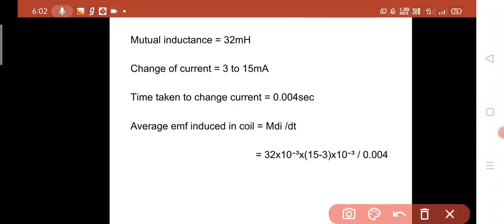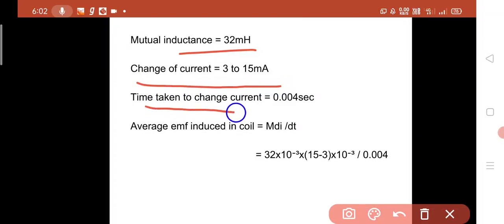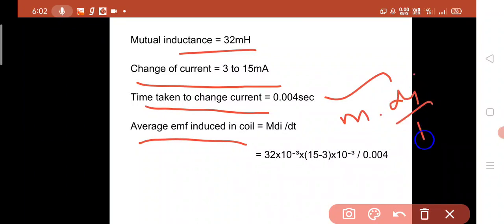Okay, write down given data. Mutual inductance is 32 mH, change of current is 3 to 15 milliamperes, and time taken to change the current is 0.004 seconds. Average EMF induced in the coil is M into di by dt, so 32 into 10 to the power of minus 3 into 12 into 10 to the power of minus 3 by 0.004.